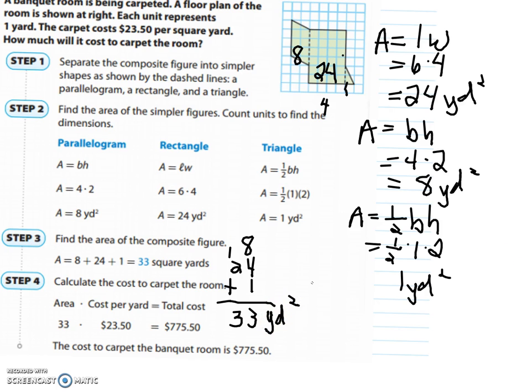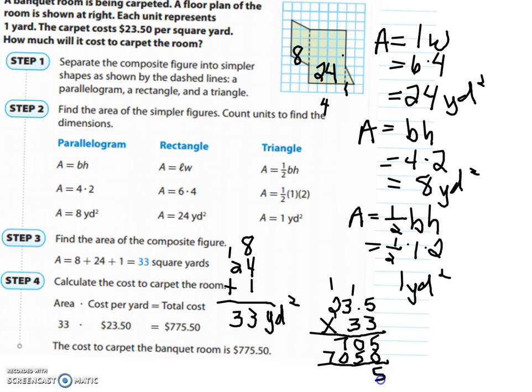And then it says that the carpet costs $23.50 per yard. So if you do $23.50 times 33, actually I'm going to cut off a 0 there because we don't need that 0. 23.5 times 33. So 3 times 5 is 15, 3 times 3 is 9, plus 1 is 10, 3 times 2 is 6, plus 1 is 7. Put a placeholder, and then it just repeats.